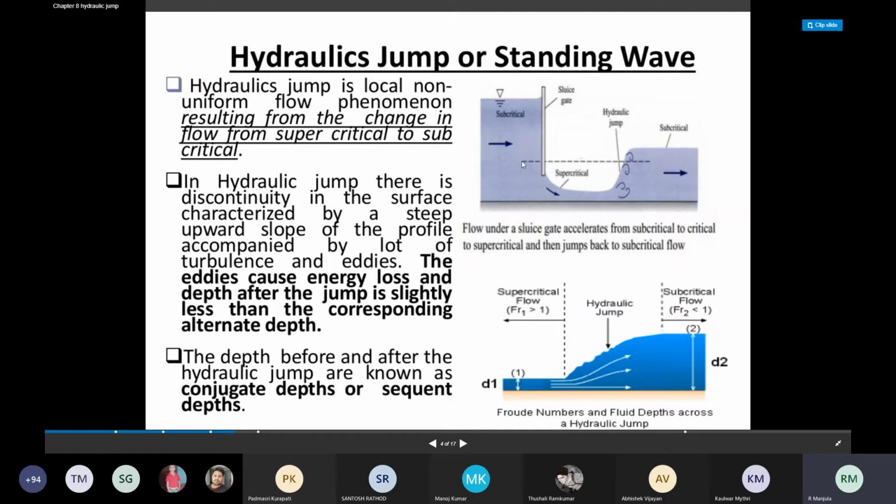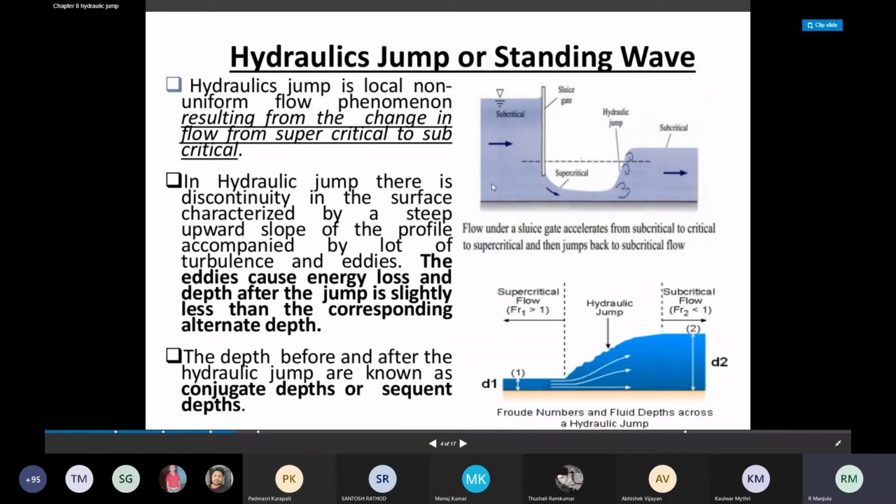So here there are two depths, Y1 and Y2. Here the hydraulic jump will have a discontinuity in the surface by a steep upward slope. You can see a steep upward slope of the profile, which is accompanied by a lot of turbulence and eddies. These eddies are actually responsible for the energy loss. And the depth after the jump is slightly less than the corresponding alternate depth. Okay, so compared to this depth, this is comparatively less.